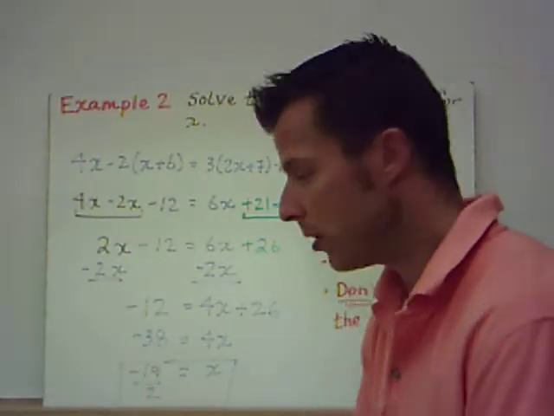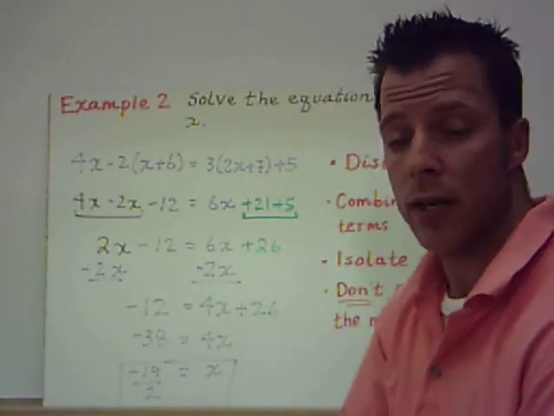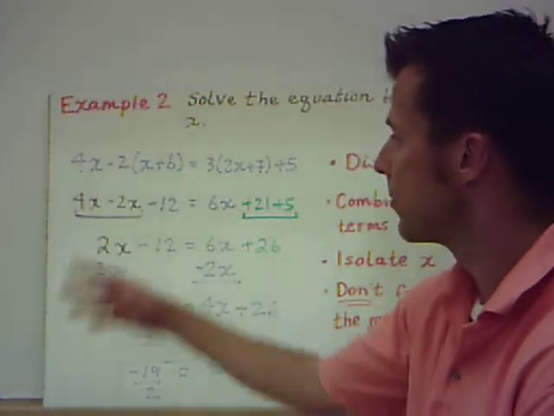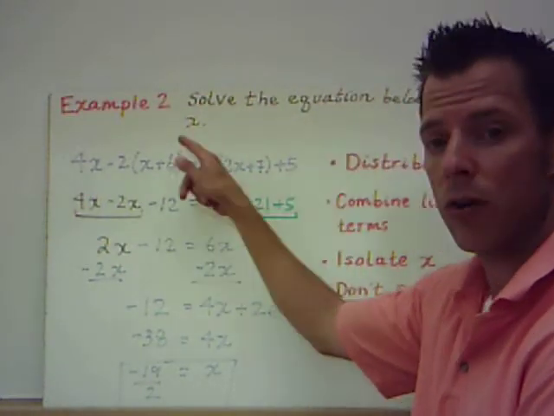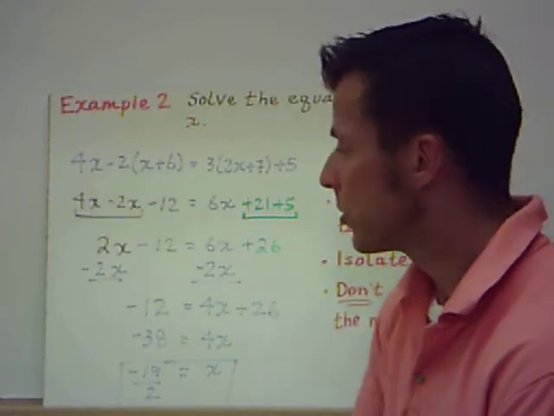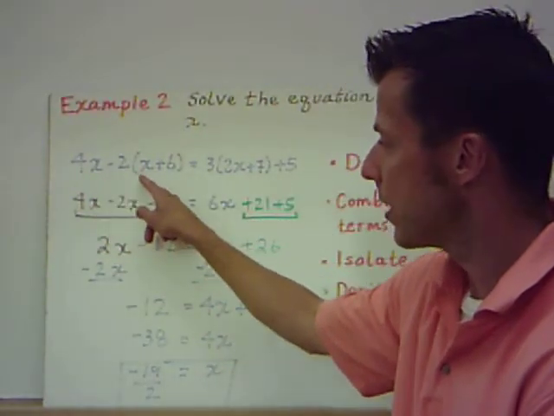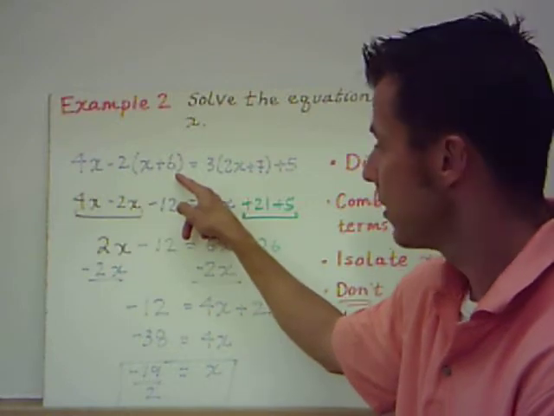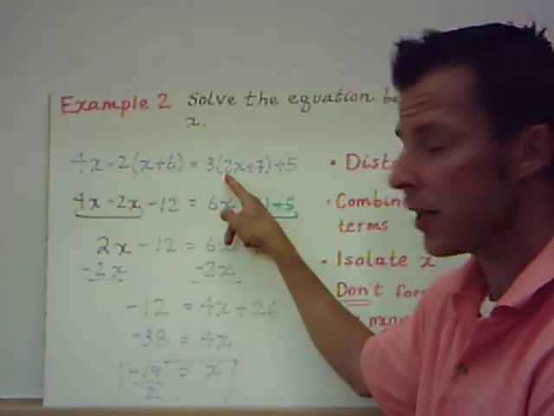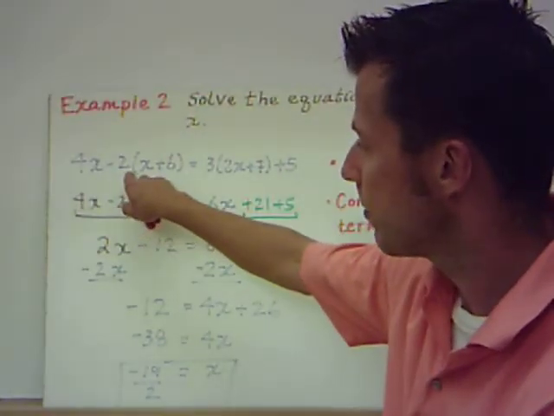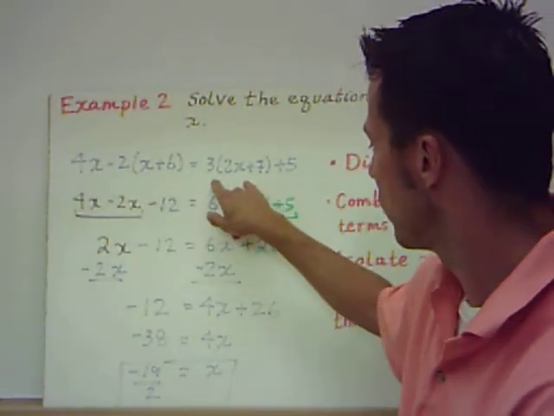In example 2, this is when we start to see equations involving the distributive property and combining like terms. So we're asked to solve the equation below for x. So here's our equation. I wrote it down here. 4x minus 2 times the quantity x plus 6 is equal to 3 times the quantity 2x plus 7 plus 5. So I see the distributive property here, and I also see the distributive property here.